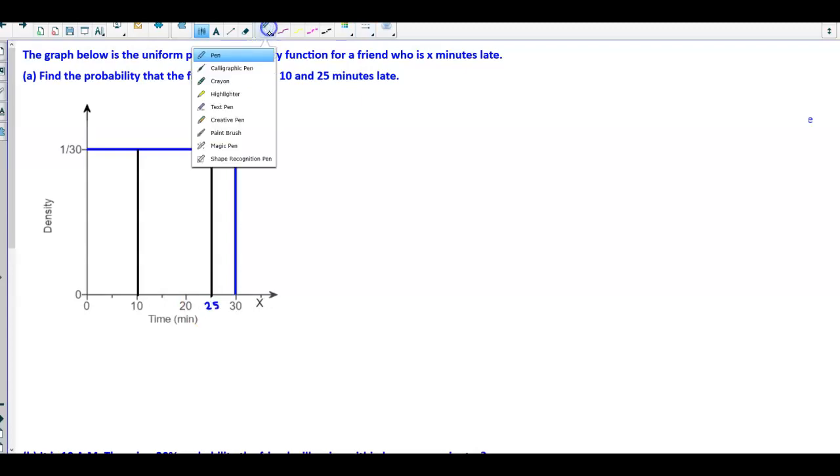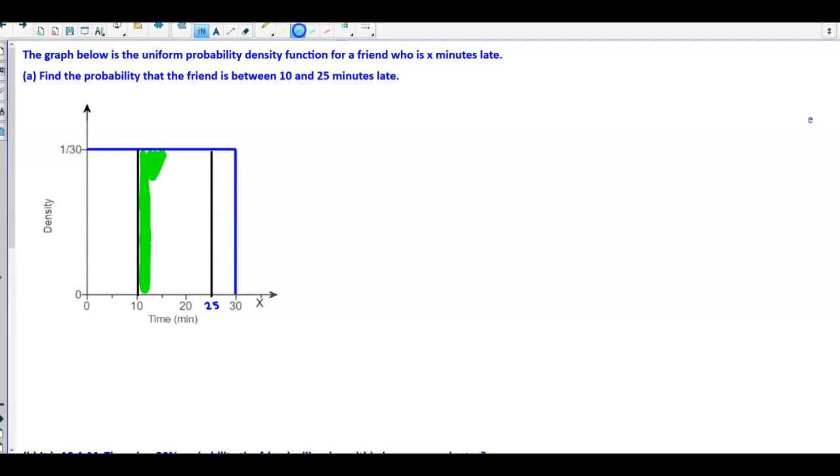Okay, and then what we want to do is find the area of the shaded region, meaning that we want to find the area of this entire rectangle. So we're looking for the area of this rectangle. Now, in order to find the area of the rectangle, we know what the formula is, and that is the density times the length of the time. So let's take a look at that here.